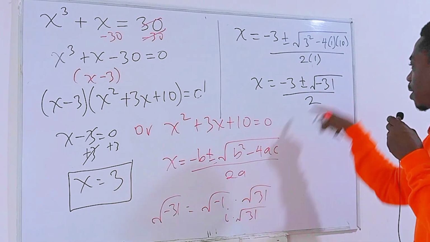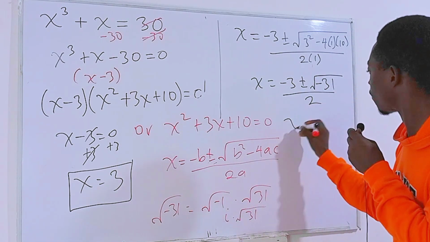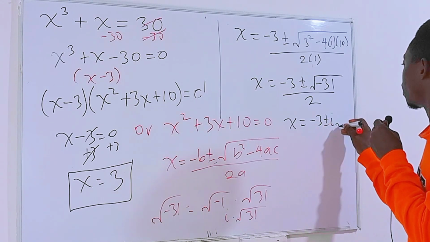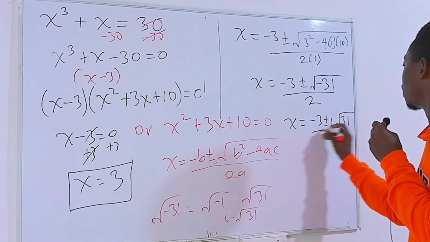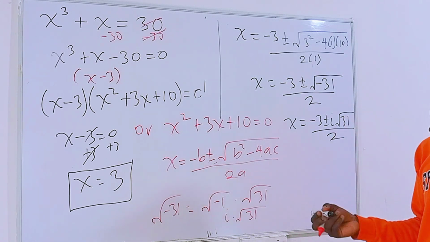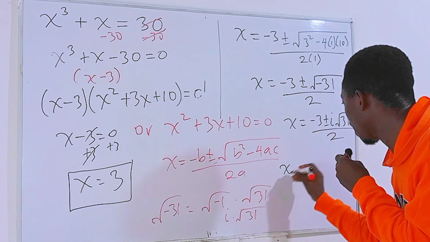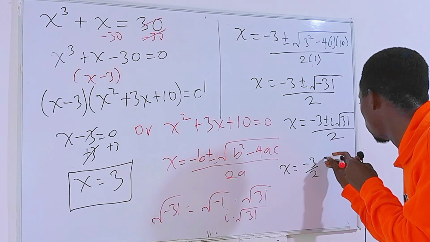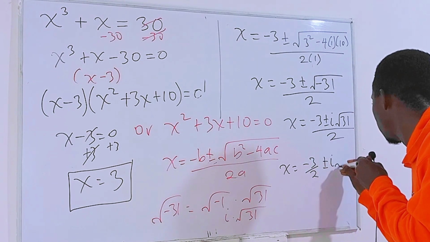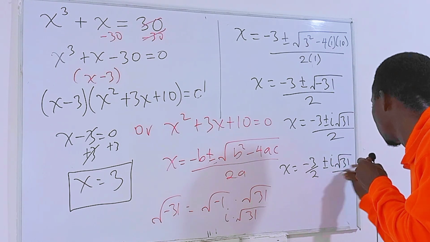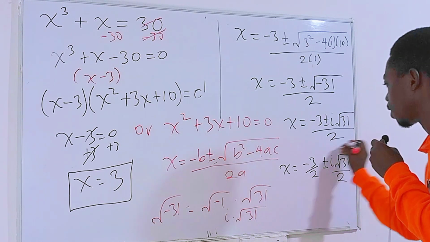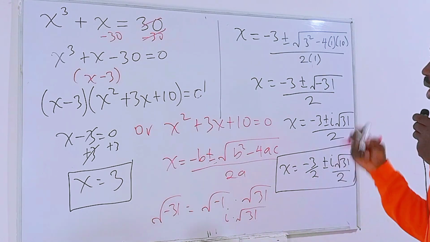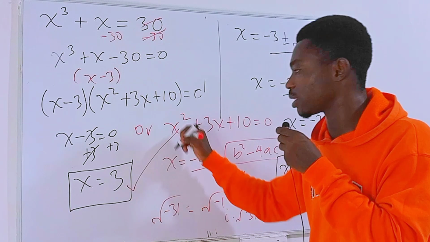So we're going to write this in place of this. So we will have x is equal to negative 3 plus or minus i square root of 31 divided by 2. Actually, you can split this as x is equal to negative 3 divided by 2 plus or minus i square root of 31 divided by 2. And guess what? These are the two factors. They are all complex, and we have one real solution, which is this one.